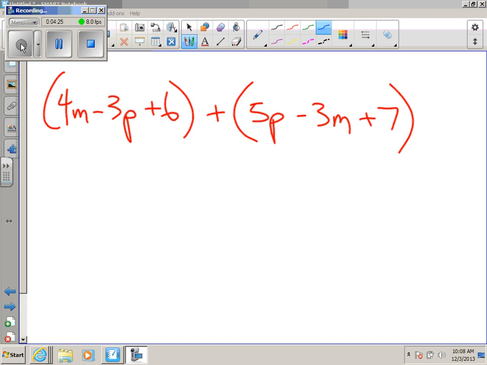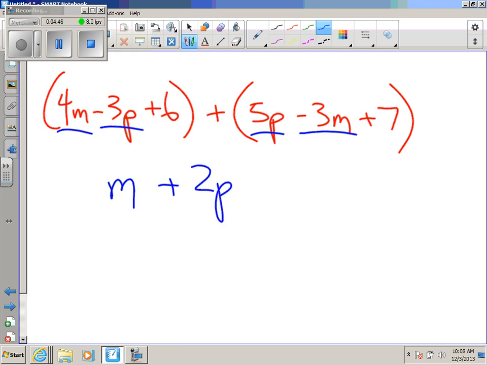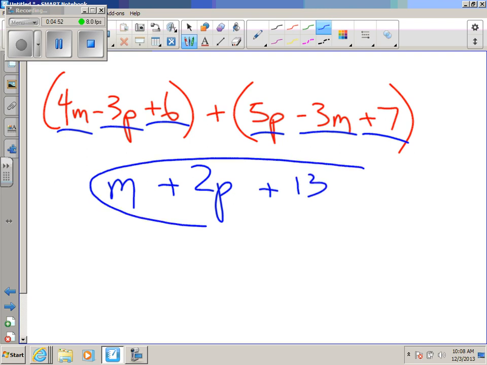Here we go. So a 4m, I'm not going to combine with a 5p. I'm going to go with a negative 3m. It's going to leave me with what? 1m, or just m. The negative 3p and a positive 5p, positive 2p, and a 6 and a 7, positive 13. How many have you got? Any questions?